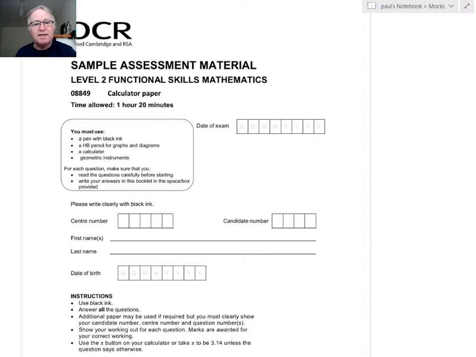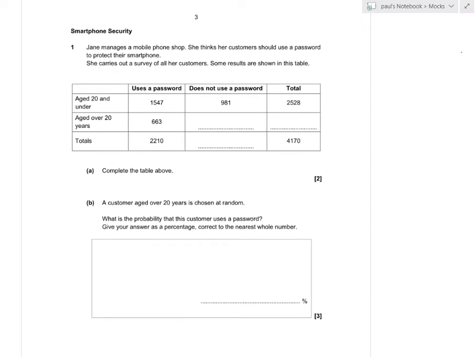Here we go. OCR sample assessment for Functional Skills, Level 2 calculator paper. Ooh, yeah, Level 2 calcs is always difficult. Right, what we're doing here: we've got a table to fill in, and let's have a look at what we need to do. So we've got some missing bits.